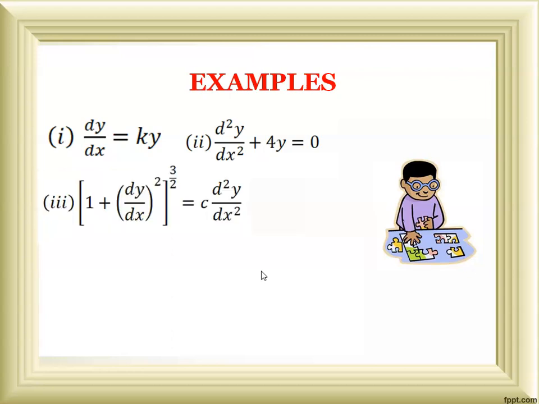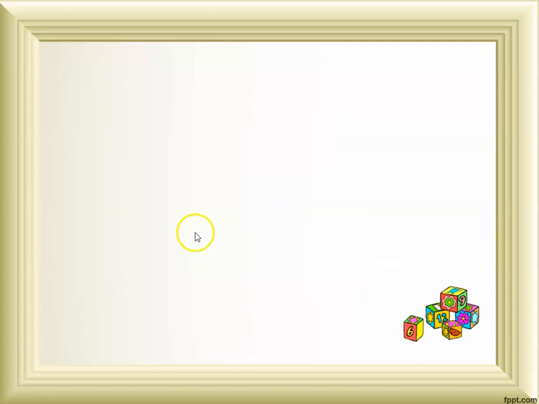Let us have an example. Here the highest order derivative is dy by dx. The order is the power of d, and here the power of d is 1. Therefore the order of this particular equation is 1. So the first example is a first order differential equation.